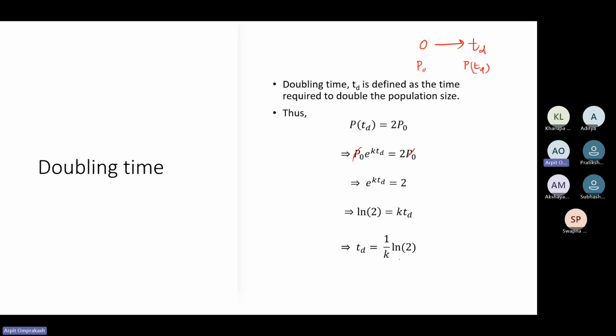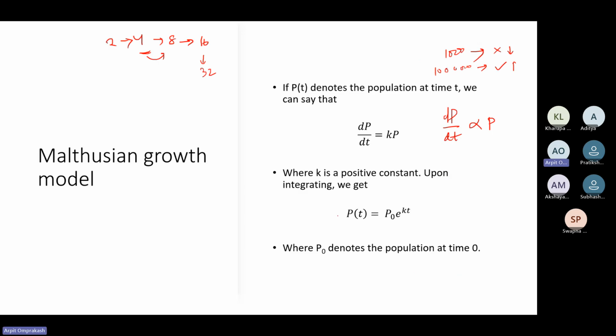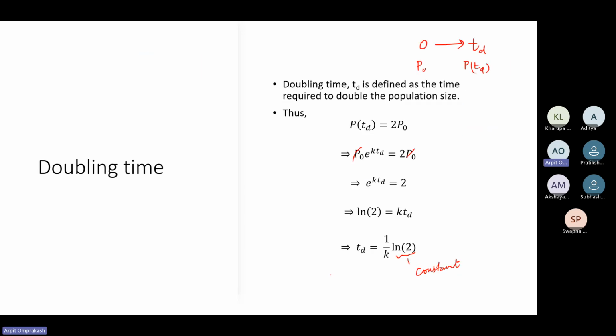Now we know that log of 2 is a constant, and we know that k that we took here is a positive constant, right? So the value of k is also a constant. That means our TD is also a constant value according to the Malthusian population growth model for humans. Okay, because we are using that equation here.